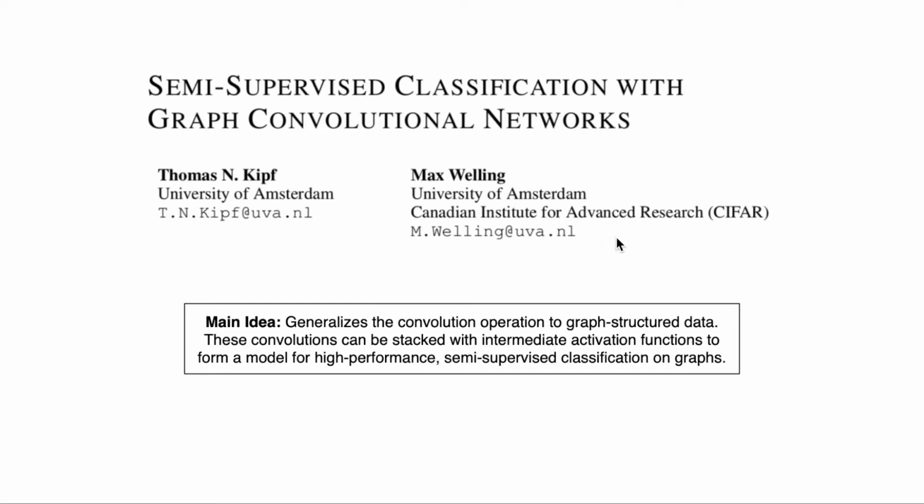The main idea behind this paper is that convolutions work very well for things like images and 1D text sequences that have fixed structures. However, it's not trivial to generalize these operations to graph data. So, this paper generalizes the convolution operation to graph structured data. The authors then use the convolutions that they create and stack them with intermediate activation functions to form high-performing models for semi-supervised node classification on graphs.